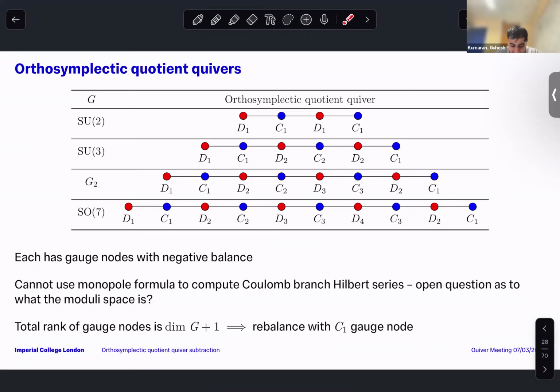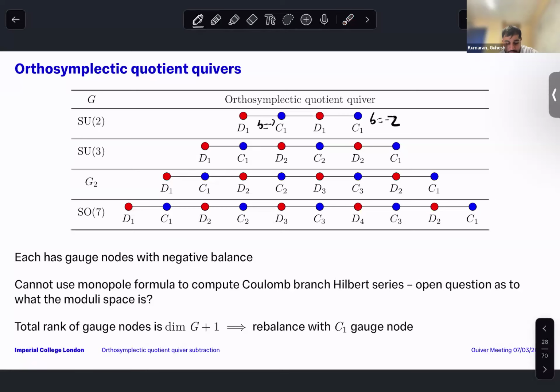Notice that each of them has gauge nodes with negative balance. So you can see this C1 from the formula I gave before needs to see 3 flavors, right? So it needs to see 3, but it only sees 1 and 1, which is 2. So this has balance -1. And this one's even worse because it has a balance of -2, right? Because again, it needs to see 3. And all of these guys have nodes which have negative balance. So we can't identify what the moduli space is. And it's a bit of an open question as to what this is.